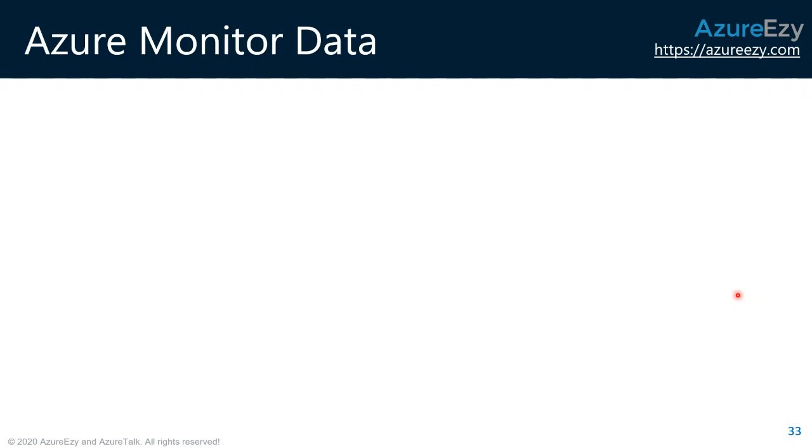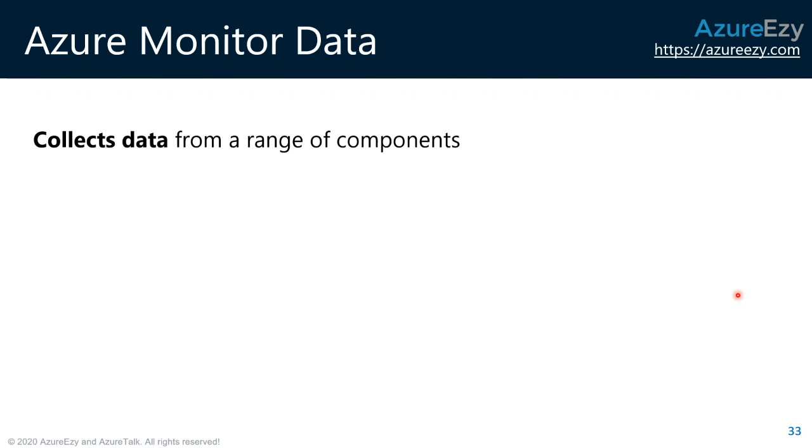Now we have seen what type of data it is collecting. Now we'll see from where Azure Monitor actually collects data, whether it is a metric or a log. What are the sources? What are the components from where it actually collects data?